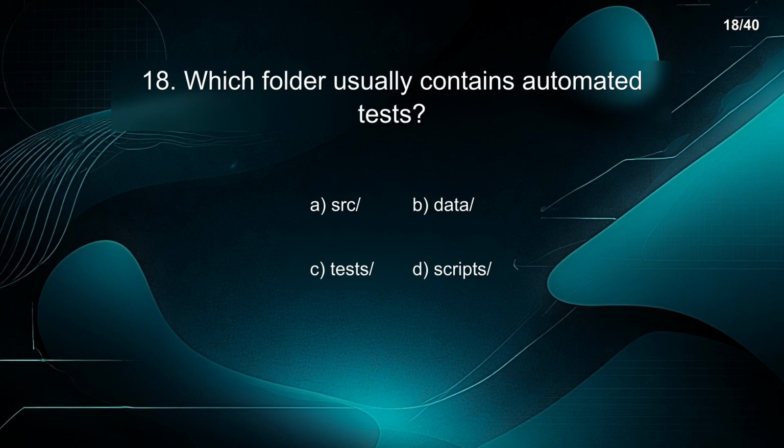18th question. Which folder usually contains automated tests? A. src. B. data. C. tests. D. scripts. Correct answer is C. tests.